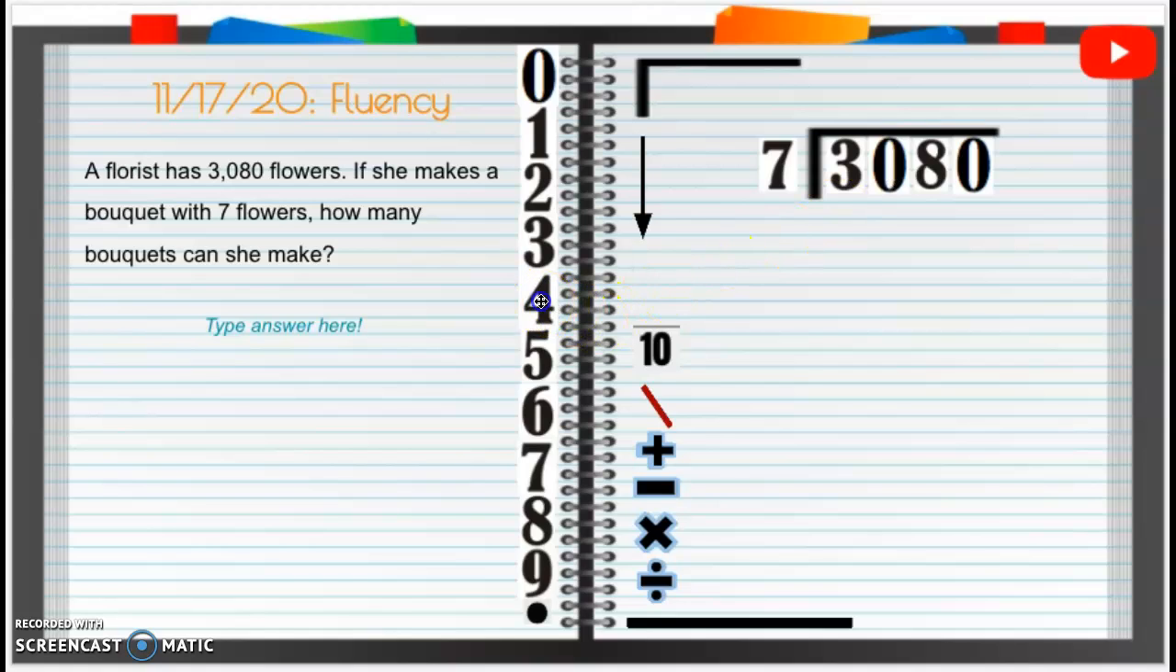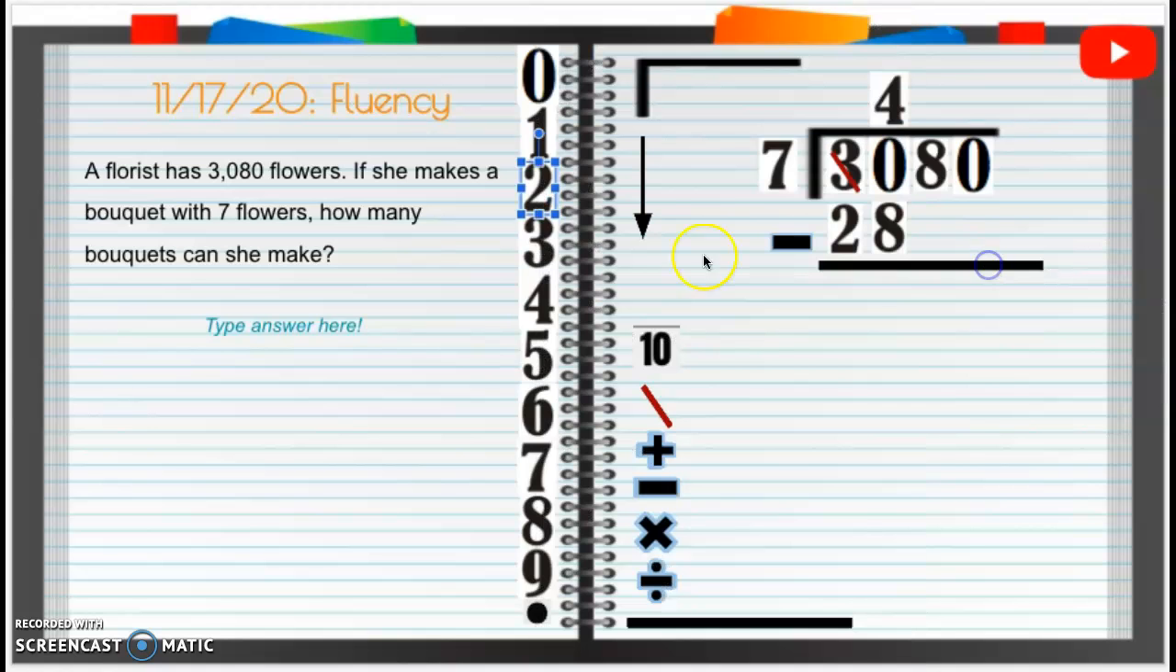So 7 times 4, I'm going to put that 4 over that 0. That 4 is going to go over that 0. 7 times 4 is 28. All right, now we are going to subtract these. All right, so 0 minus 8 you can't do, so that 3 becomes a 2. I'm going to put that over there.